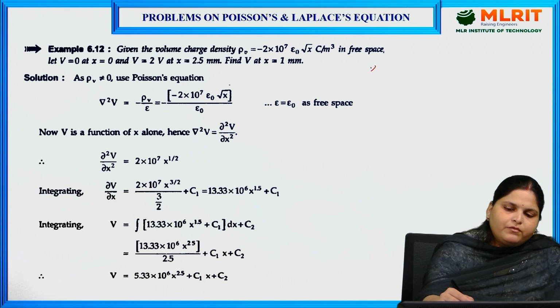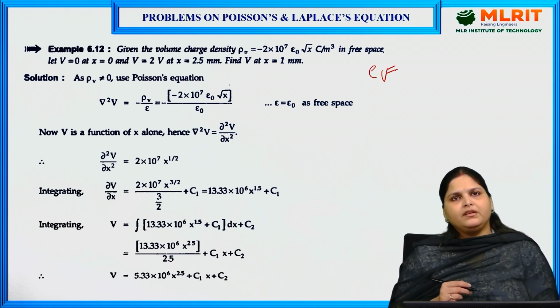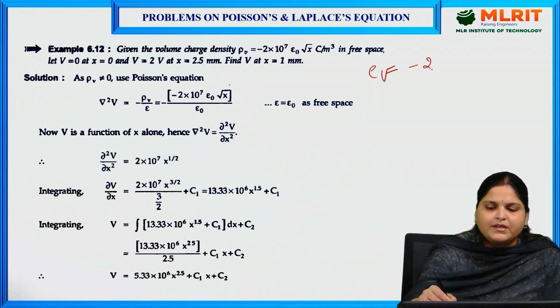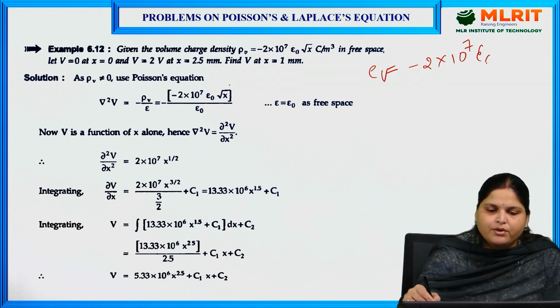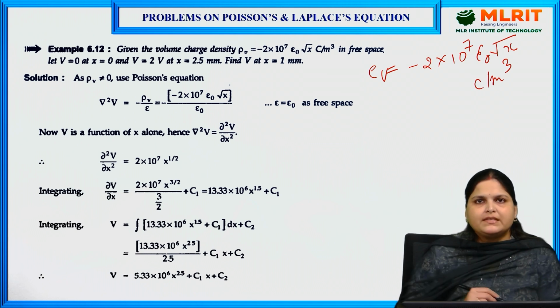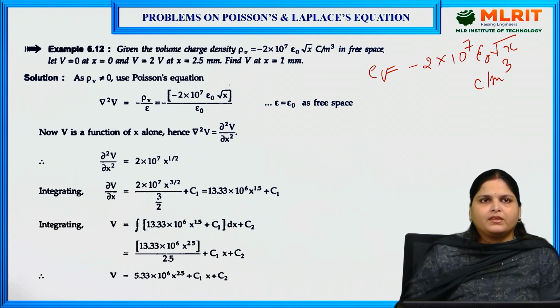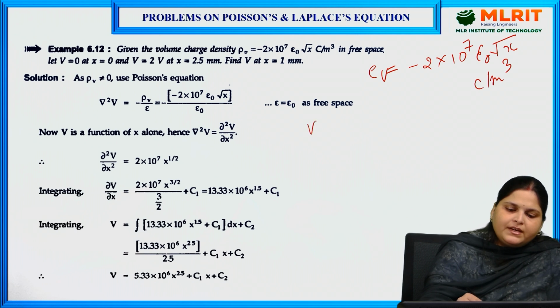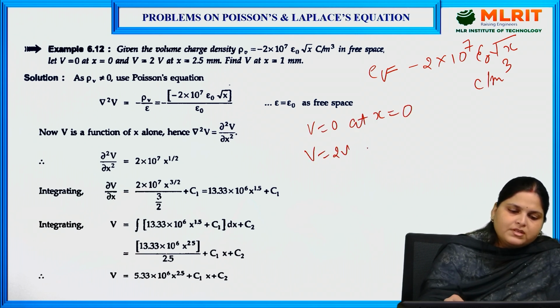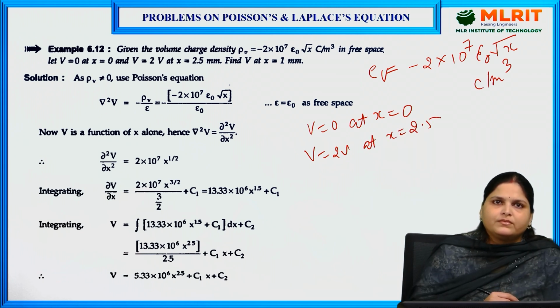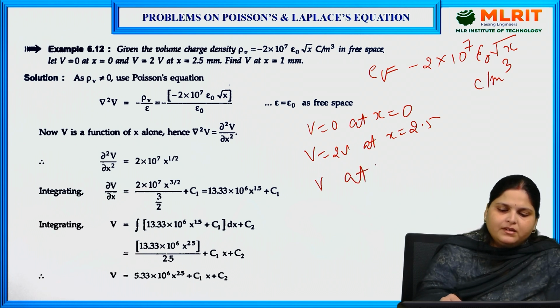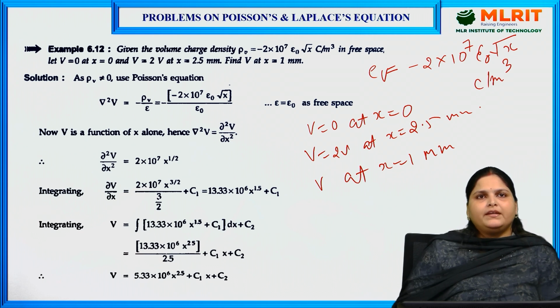In this question, volume charge density rho v is given. It is given as minus 2 into 10 to the power 7 epsilon naught under root x coulomb per meter cube. This is the volume charge density, and this is given in free space. Boundary conditions are given that V is equal to 0 at x is equal to 0 and V is equal to 2 volts at x is equal to 2.5. We have to find V at x is equal to 1 mm, right?